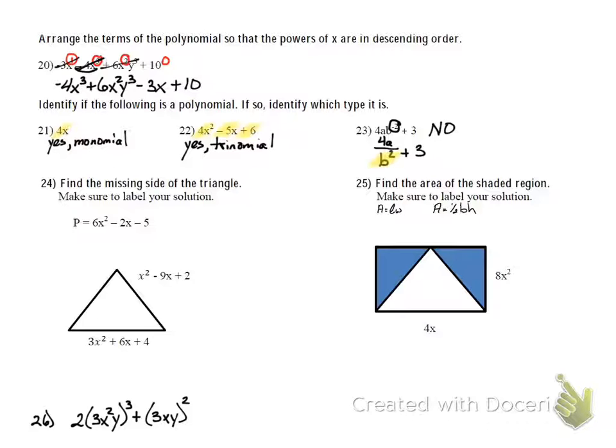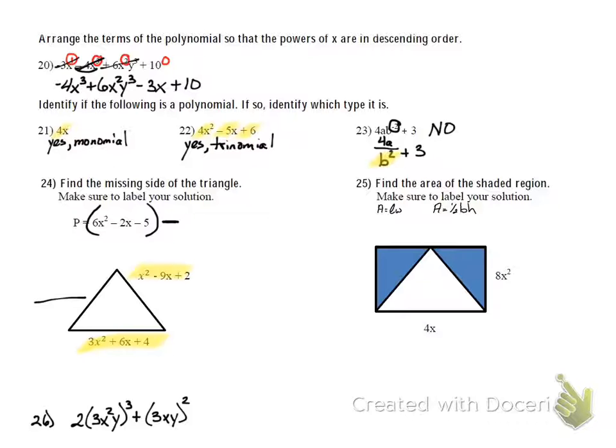In number 24, we're trying to find this missing side of the triangle, and we know that the perimeter, which is right here, is all of the sides added together. So if that's the case, what I'm going to do is take this perimeter and just use it where it's at. I'm going to take this perimeter, and I'm going to subtract from that perimeter whatever these two sides added together equal.